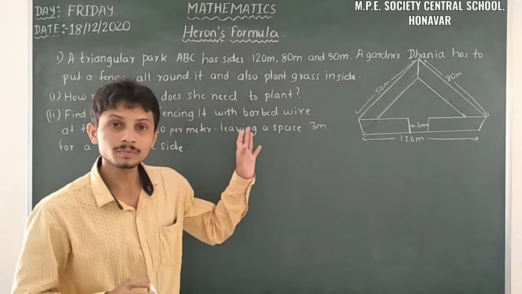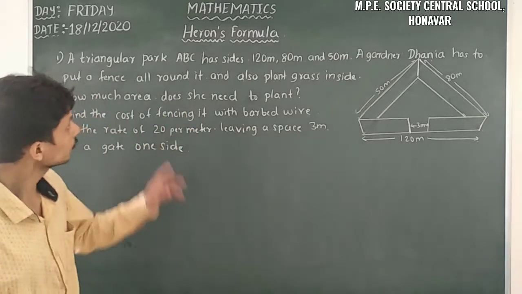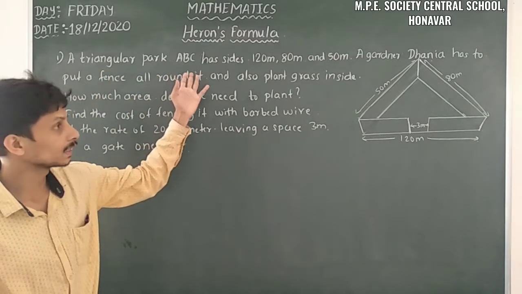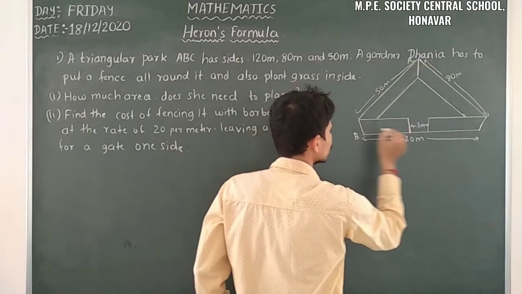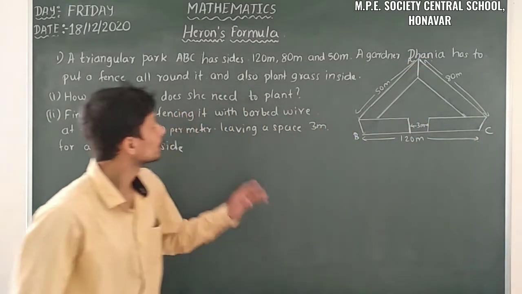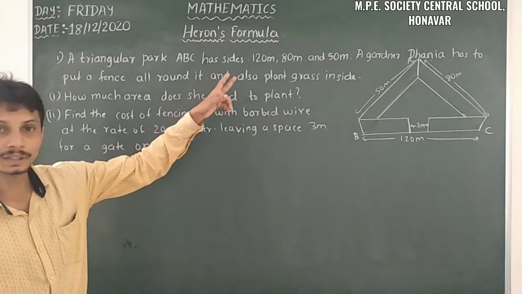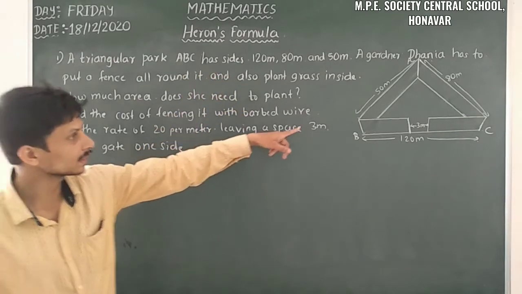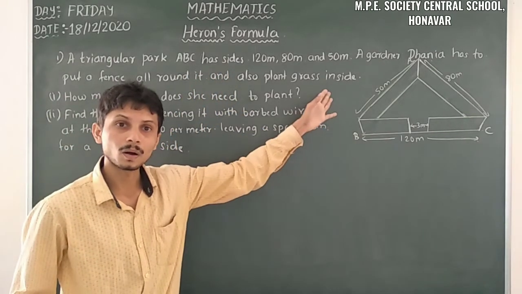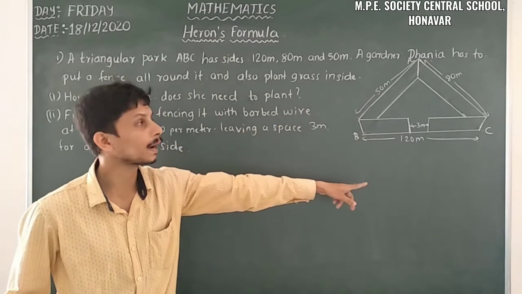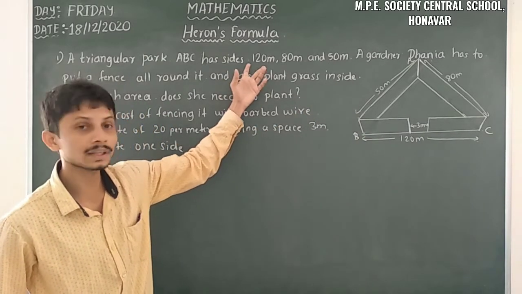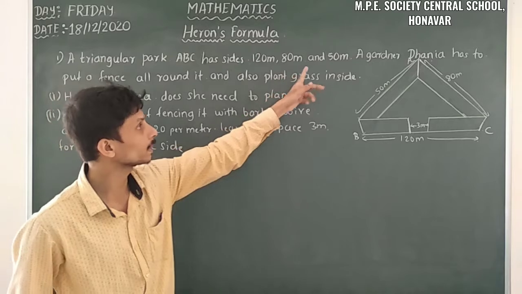Take the first problem of this video. You just observe, a triangular park is there. It is ABC. So here it is ABC, with sides 120 meter, 80 meter, and 50 meter. It's a triangular park, and its sides have measurements of 120 meter, 80 meter, and 50 meter.